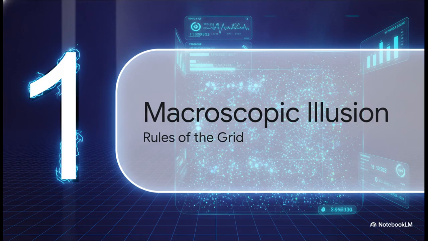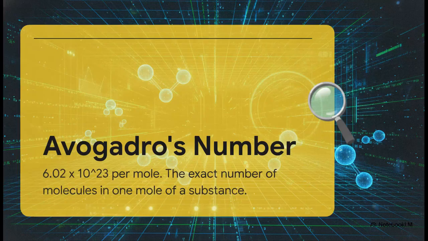All right, starting off with part one, the macroscopic illusion, the rules of the grid. Down here in the human scale world, a gas basically just looks like a uniform volume filling up a container. We use broad variables, volume, pressure, temperature, to describe what it's doing. But to really understand the rules of the grid, we first have to know how to count what's actually inside.